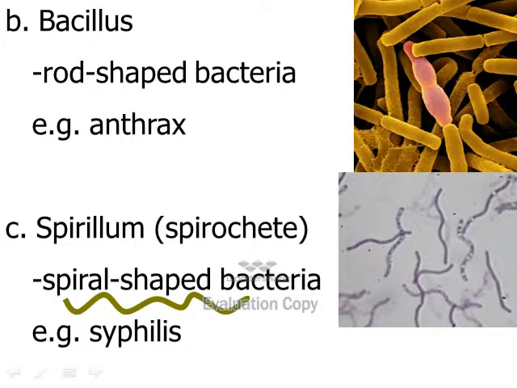Bacillus is a rod-shaped bacteria. An example is anthrax, a very deadly type of bacillus. Spirillum or spirochete is spiral-shaped. Well, syphilis is one, but there's many, many types of spirillum-shaped bacteria out there.